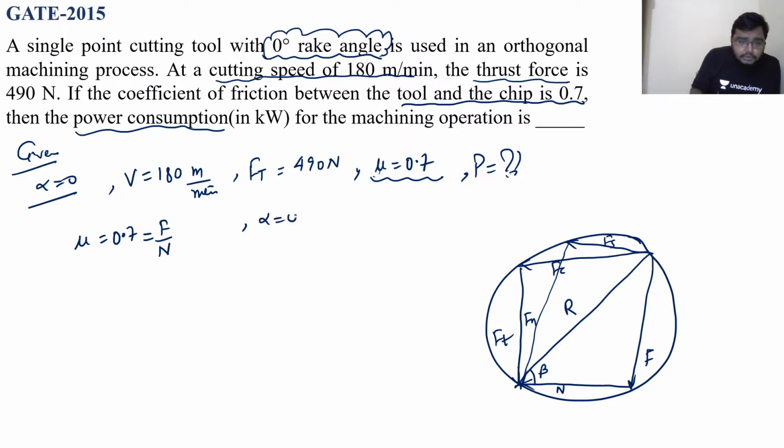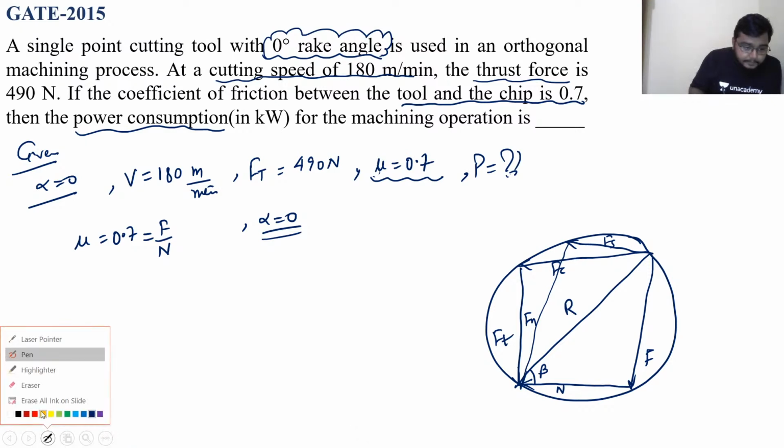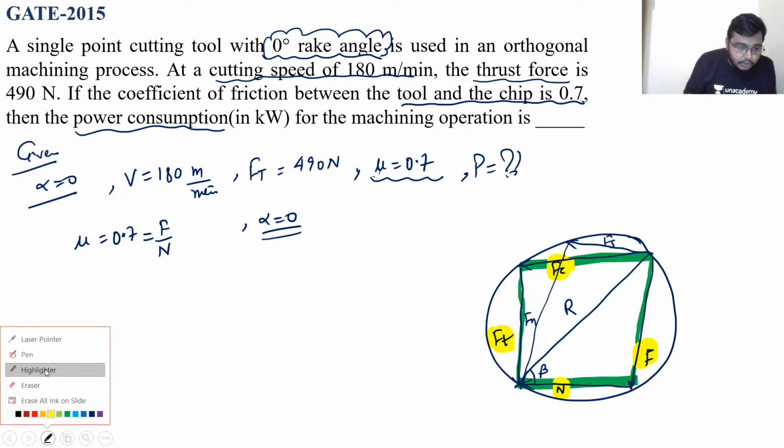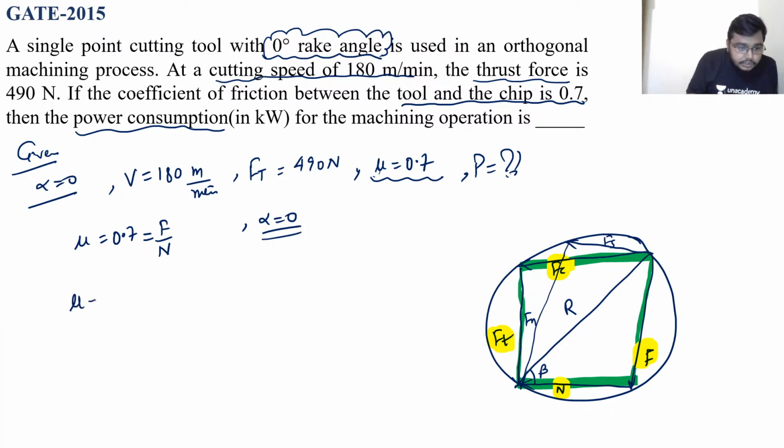Now, since this is a 0-degree rake angle, alpha is equal to 0, and this is going to be a rectangle. Clear? In this rectangle, what would happen? FC would be equal to N, FT would be equal to F. So mu is equal to F by N is equal to FT by FC.